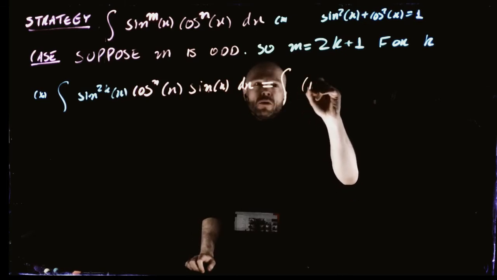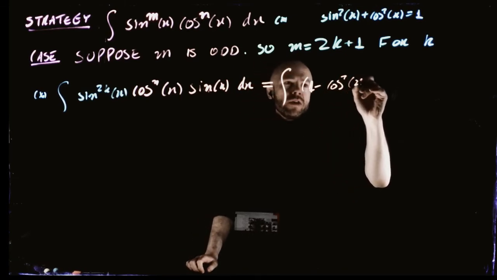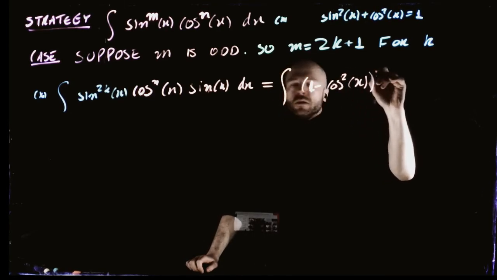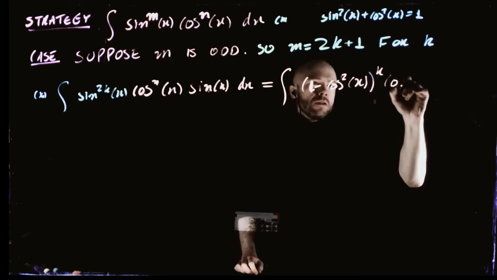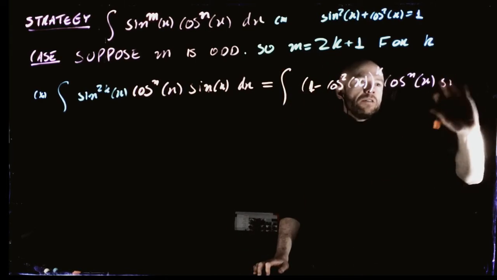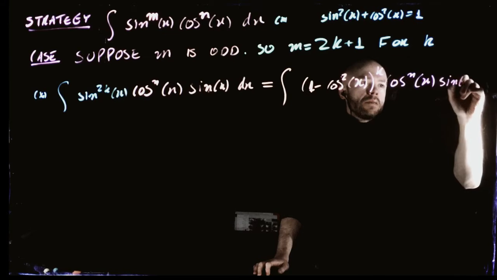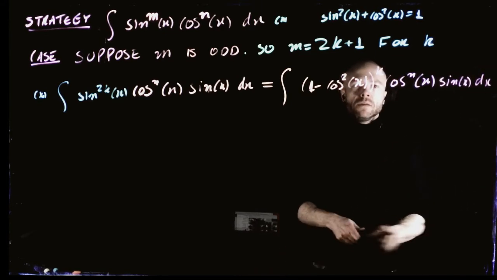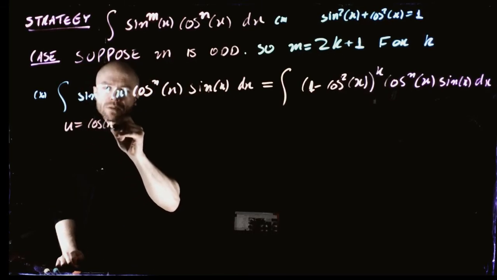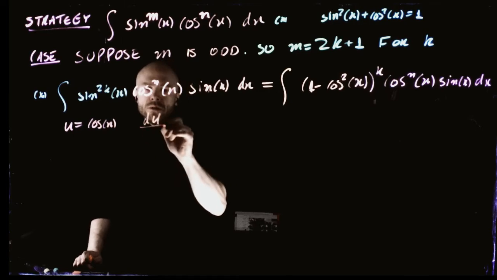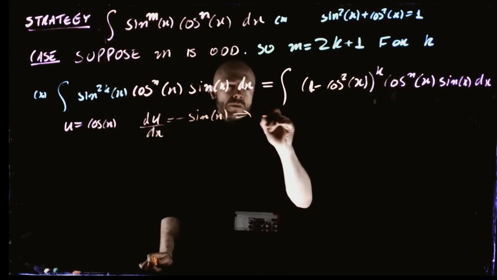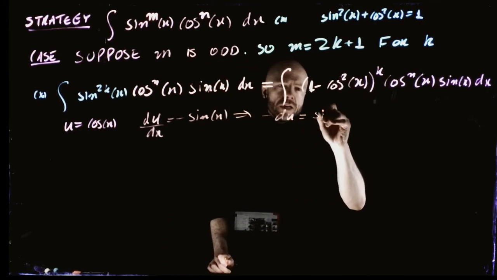So then this thing is going to be 1 minus cosine squared of x to the power k, cosine to the n of x. And then here we have sine of x dx. Yeah? And now we can do this u sub. We can do u is cosine of x. Yeah? Therefore, du by dx is minus sine of x. Therefore, minus du is sine of x dx.